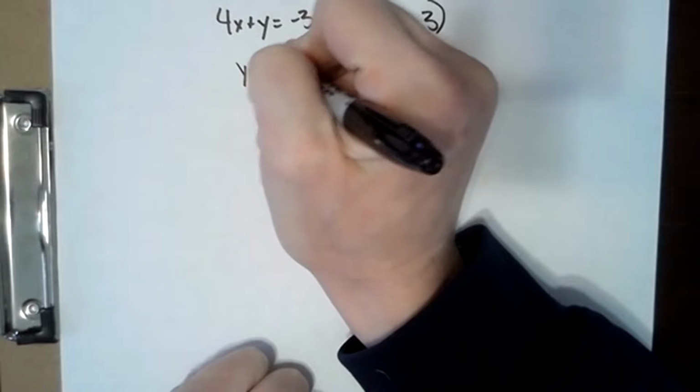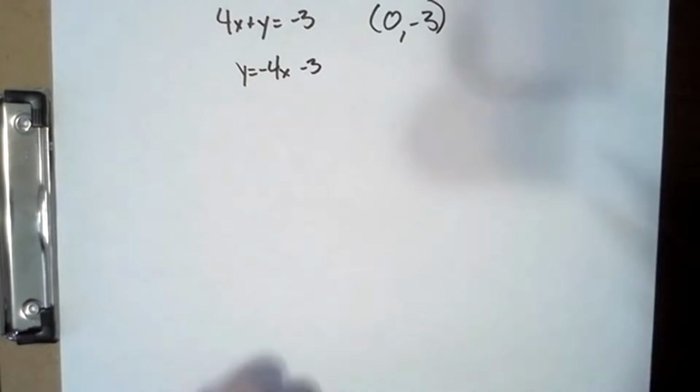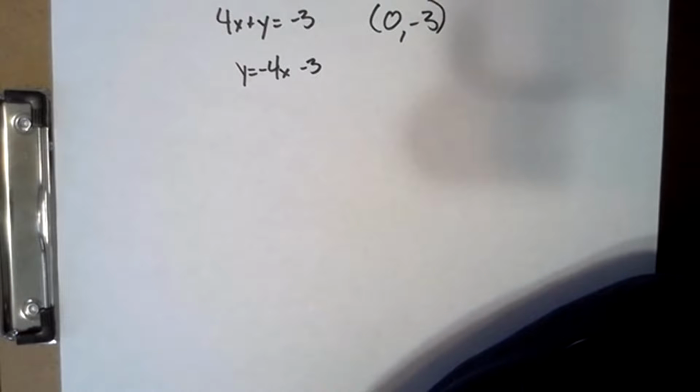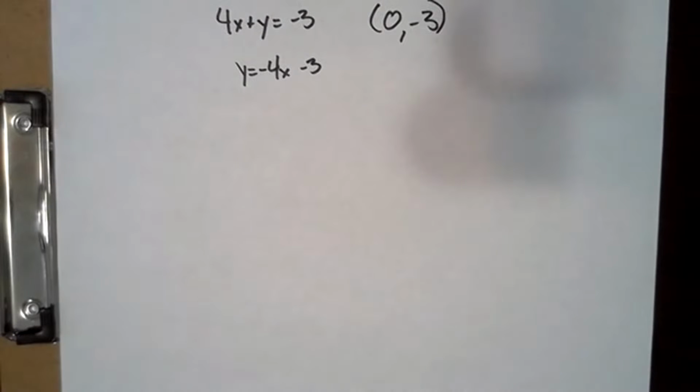Okay, so 4x plus y equals negative 3 is the same as y equals negative 4x minus... did I write that one down right? Let me just make sure, because that line does go through (0, -3). I'm just going to double check. I don't have my book handy, but based on what I've written here, that is the line.